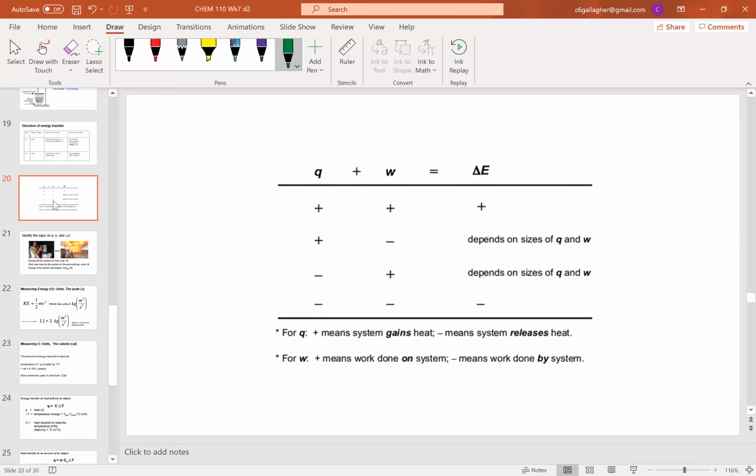So for example, positive for heat means the system is gaining heat. Negative means the system is releasing heat. If I think about that in terms of work, positive means I'm doing work on the system. Negative means work done by the system.